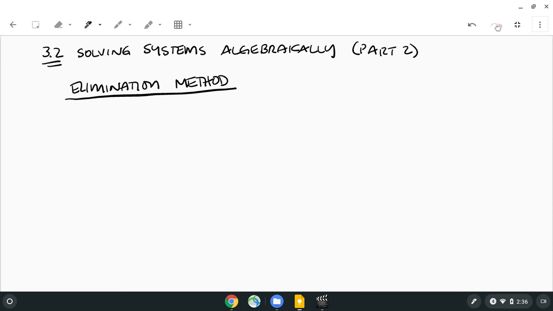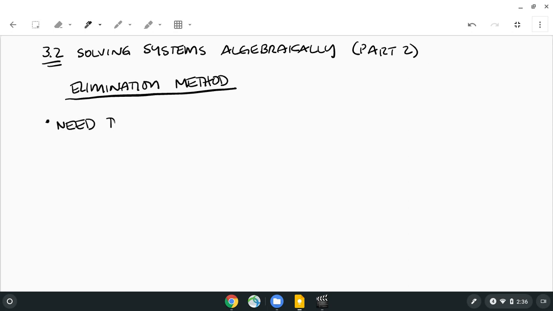Okay, so in that last video, the very last example where we had the weird things happening, that still applies here. So if you end up using elimination method and your variables drop out and you're left with two numbers that are not equal to each other, again, you have no solution. If your variables drop out and you're left with two numbers that are equal to each other, then you have infinitely many solutions.